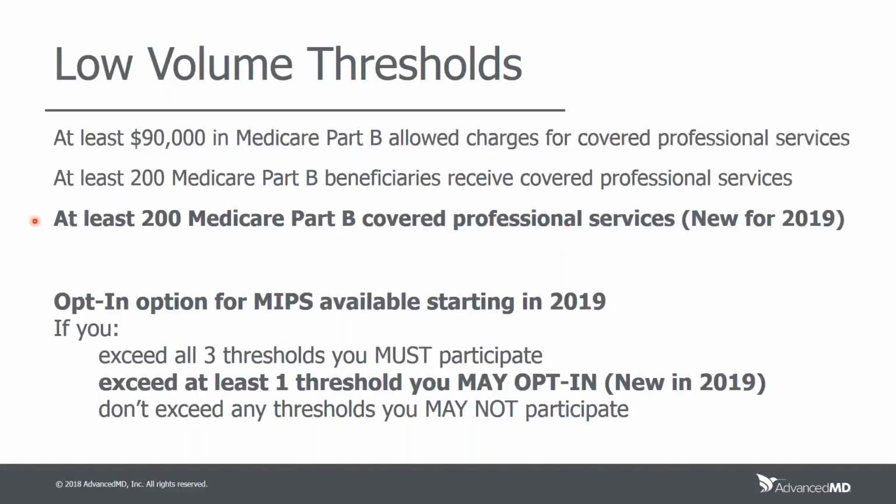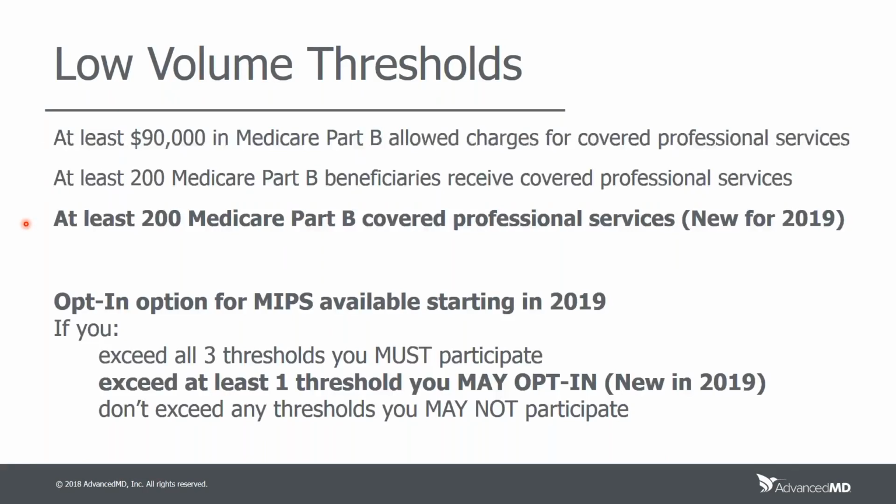We're assuming that they added this to help those that tend to do services like your clinical psychologist and your physical therapist, to help make it easier for them to figure out whether they're doing it or not. So these are the 3 low volume thresholds.